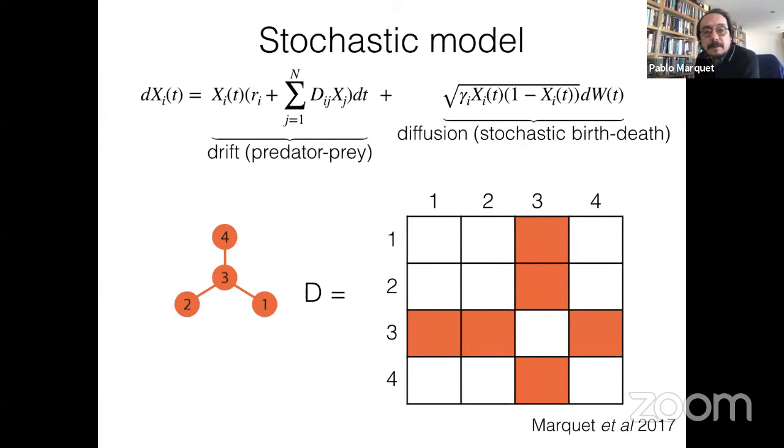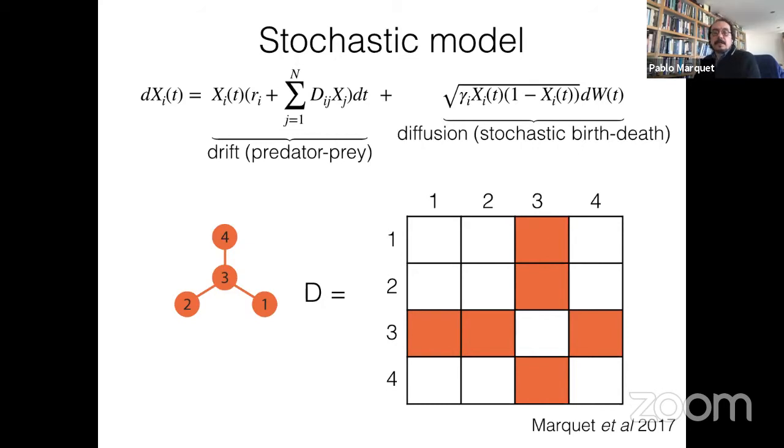Okay, and you have a noise term here with a prefactor, which was derived in a different paper a while ago. I'm not going to get into the details, but this is the stochastic model we use to reconstruct the network. For example, this network, which is star-shaped, is represented by this interaction matrix.